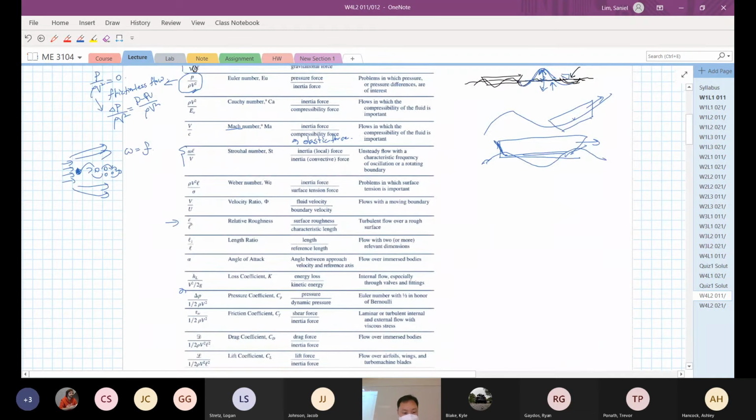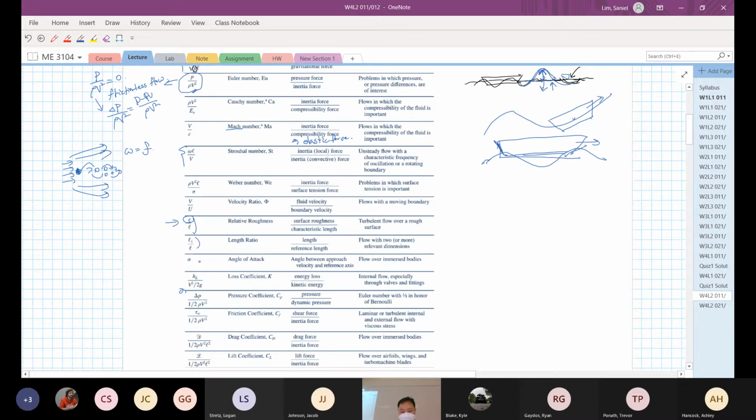Yeah. So whenever you have a viscous flow, the roughness is really the important thing. And that is divided by the characteristic length. For example, if it's a pipe flow, the inner diameter of the pipe can be the reference length for the roughness. That's why we have this ratio.